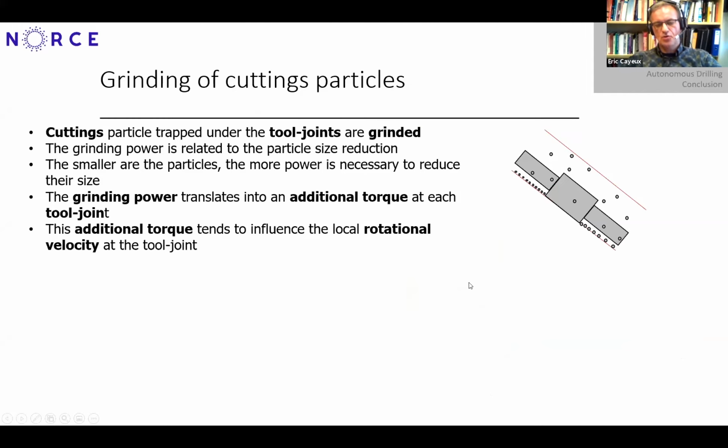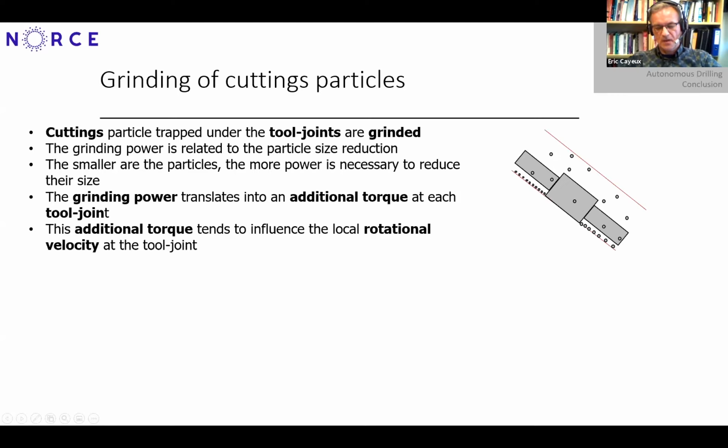Okay, cuttings particles also influence mechanics. And that's because when cuttings particles are on the low side, they can be trapped below the tool joint, and the tool joint will grind those cuttings particles, and the cuttings particles getting out of the tool joint on the upper side will be smaller in size. Now this absorbs some energy, the grinding energy to grind those particles, and this is transformed into an additional torque on the tool joint. And this torque is something which is measurable at the surface.